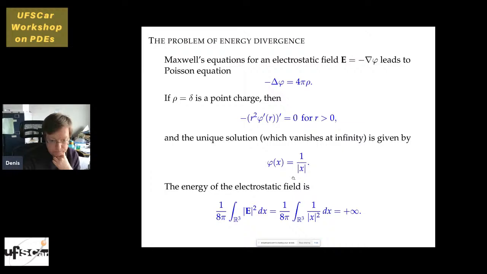Now, if you compute the energy associated to this solution, the energy is just the integral of grad phi squared, so it's E squared here. So it's 1 over 8 pi times the integral of 1 over |x|^2, and this is plus infinity. This is something annoying for people in physics, because they don't like that the energy of a point charge is infinite. They call it the energy divergence issue, which is not able to capture the contribution of a point charge.